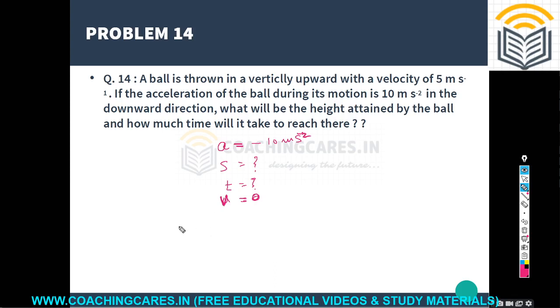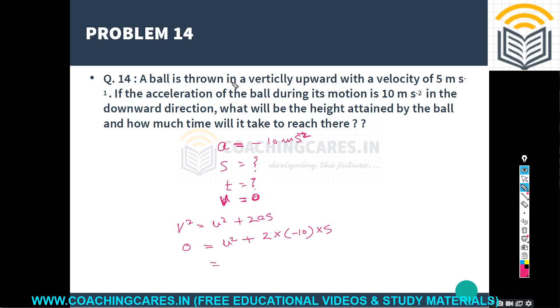So we'll apply the equation of motion here. v square is equal to u square plus 2as. v is 0, u square plus 2 multiply minus 10, and here we'll multiply by s. So we'll apply all the values here.